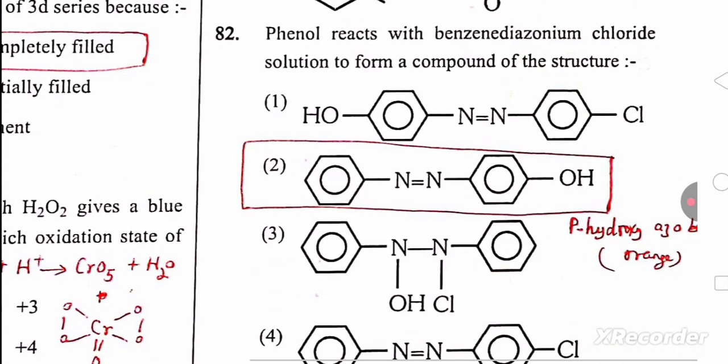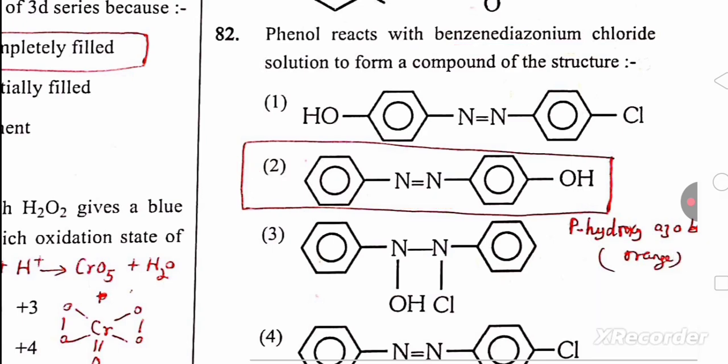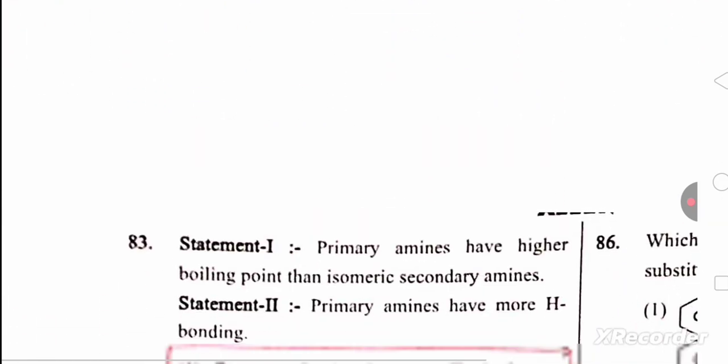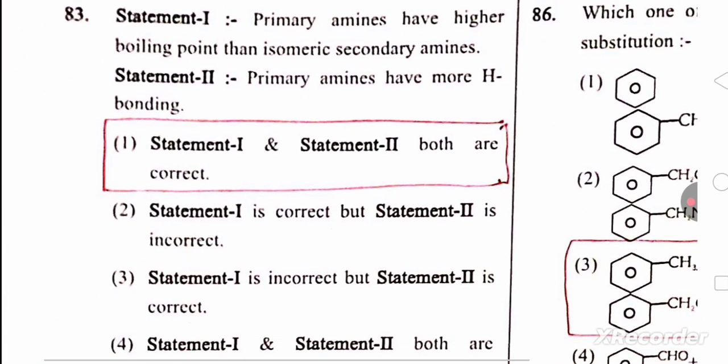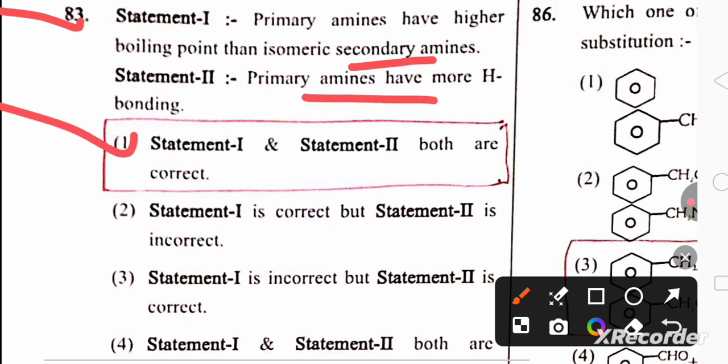Next reaction also very easy. When phenol reacts with benzene diazonium chloride, you will get this compound, para-hydroxyazobenzene, which gives orange color dye. Let us move to the next question. Statement 1: primary amines have higher boiling point than isomeric secondary amines, definitely, because primary amines have more hydrogen bonds. Statement 2: primary amines have more hydrogen bonding. Both the statements are correct here.